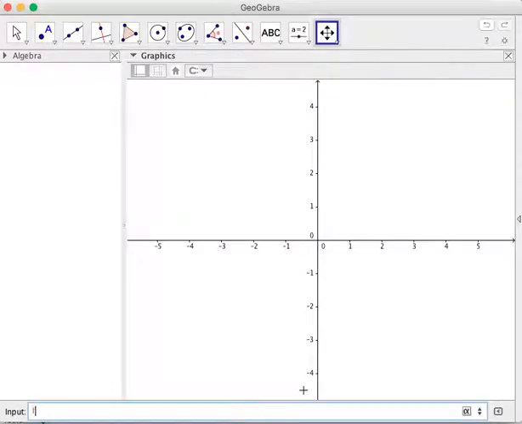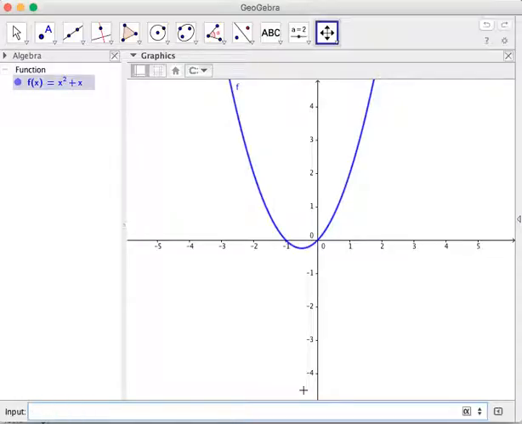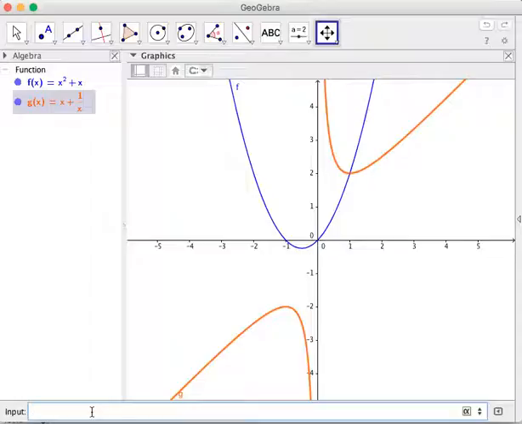Yung f of x natin is x squared plus x, di ba? So that's a quadratic function, no? So ang domain niya is set of real numbers, as we have discussed. Ang g of x naman natin ay x plus 1 over x. Okay? So ito siya. Anong restriction niya? 0, no? X equals 0. Kaya titignan yung x equals 0, palapit siya ng palapit sa 0. Palapit siya ng palapit sa x-axis habang pababa siya ng pababa. But it will never intersect the line x equals 0, which is the same as the y-axis, no?